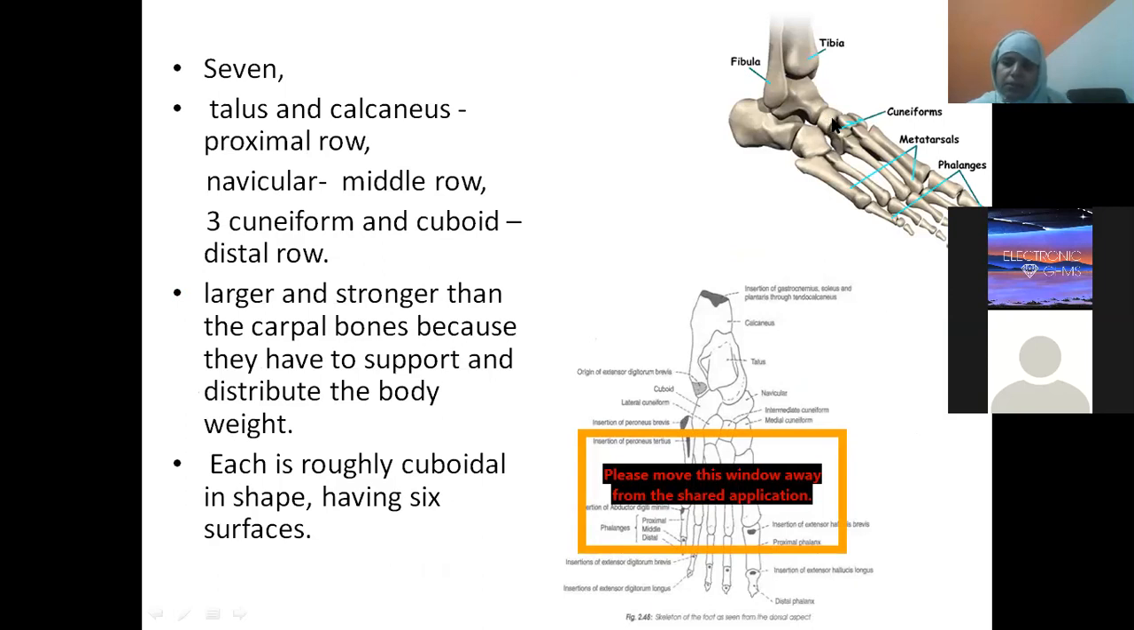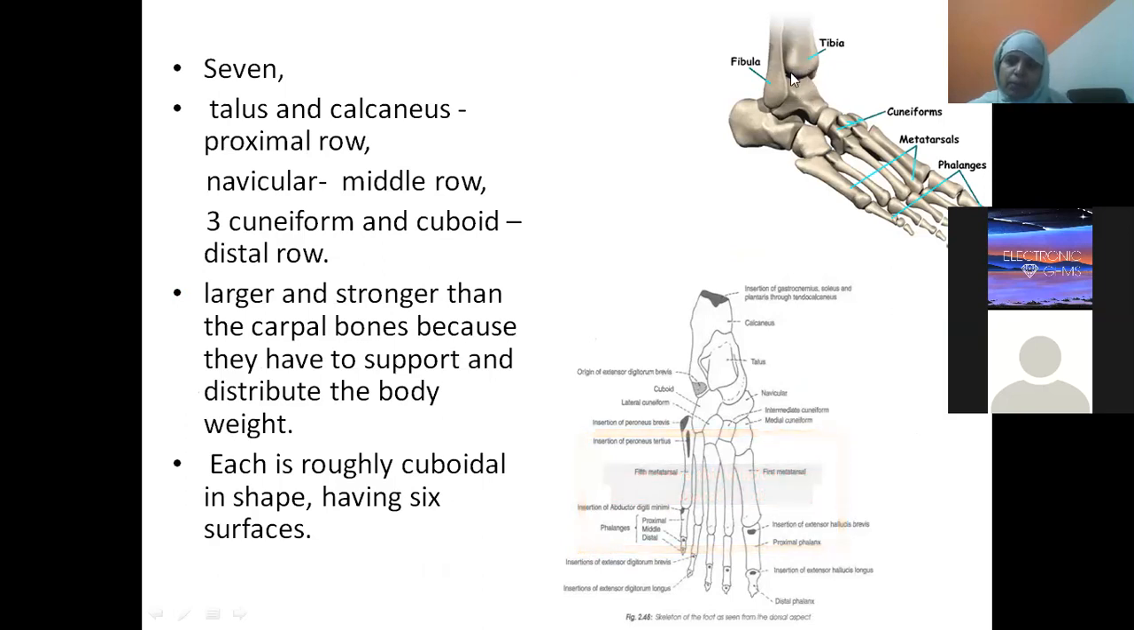Yes, Imad, speak to me. Yes, ma'am. This is the superior surface. Superior surface is articulating with which bone? Tibia. Which aspect of the tibia? Inferior aspect of the tibia. Excellent. Inferior aspect of the lower end of the tibia.